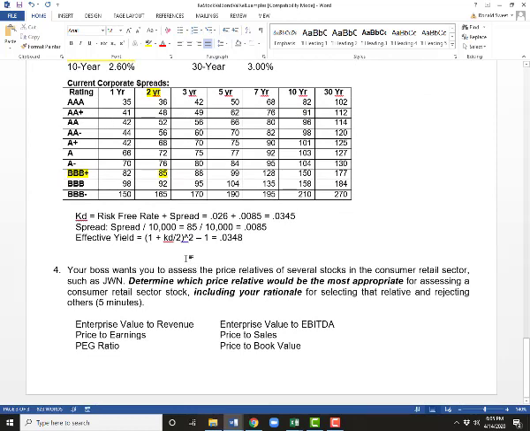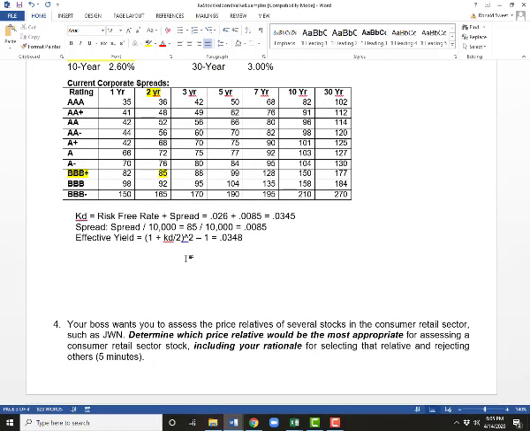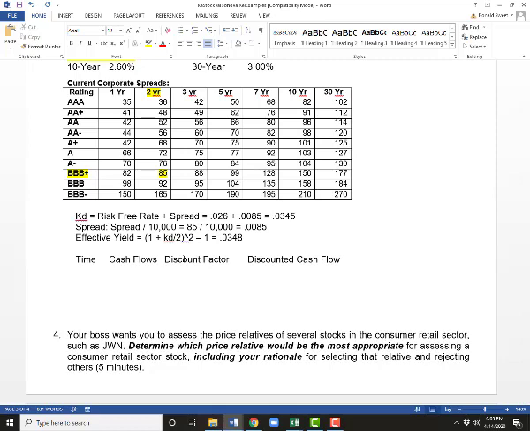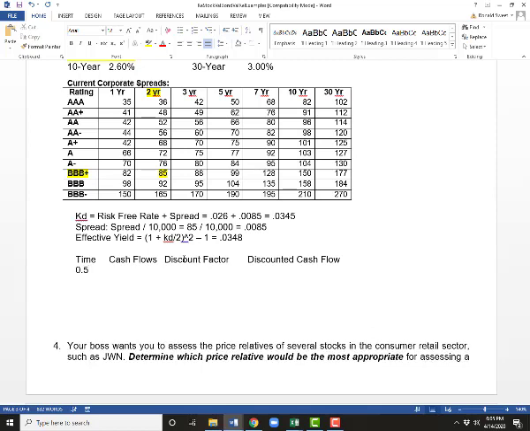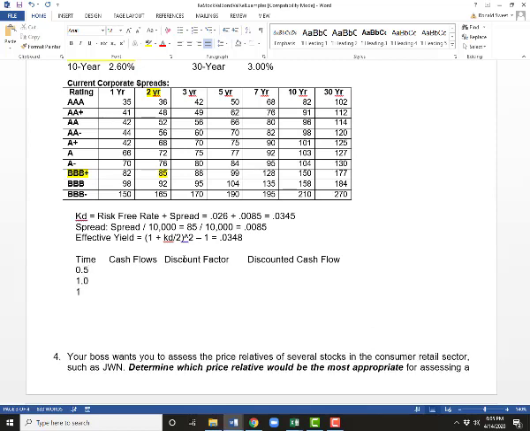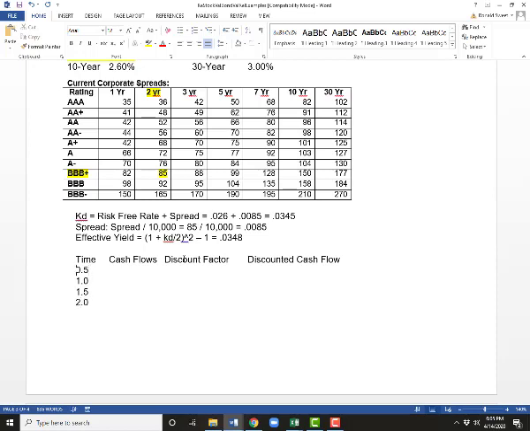And then all you need to do is set up the table. One column will be time, the next column will be the cash flows, the next column will be the discount factor, and then your last column would be your discounted cash flows, and the sum of that will be your total. For time, we just know corporate bonds pay interest every 6 months, so our time is half a year, 1 year, a year and a half, and 2 years.